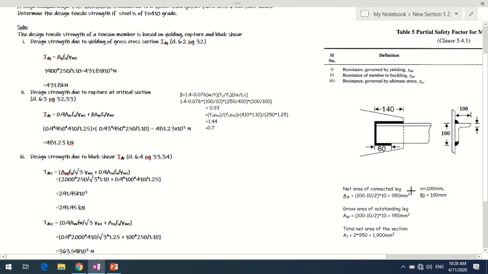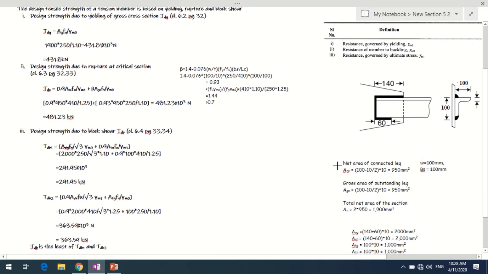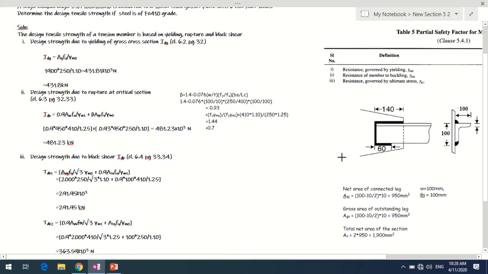And w will be 100 mm. So this is the width of the outstanding leg, 100 mm. bs will also be 100 mm. In our calculation, in this beta factor, we'll require these w and bs. bs will be from the edge of the angle section up to the connection.